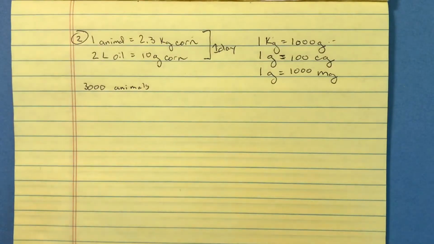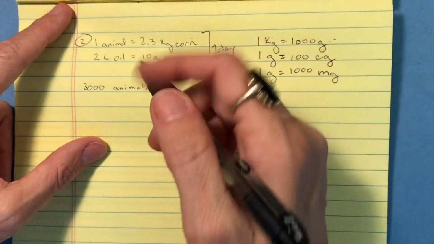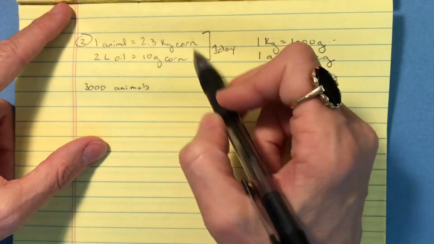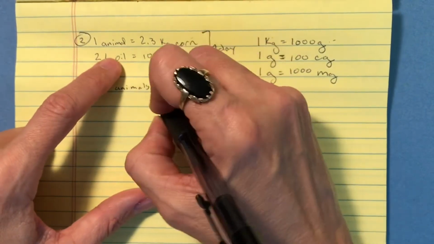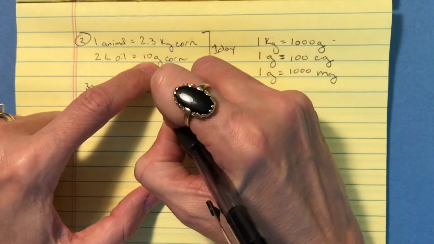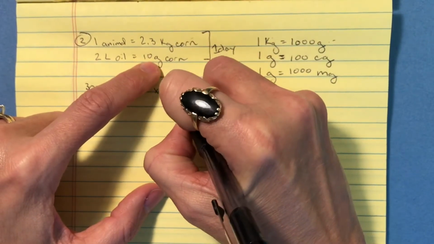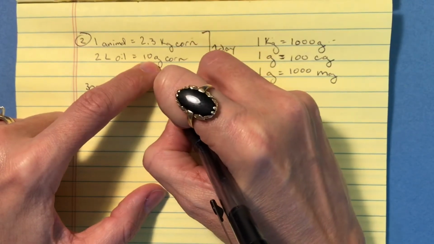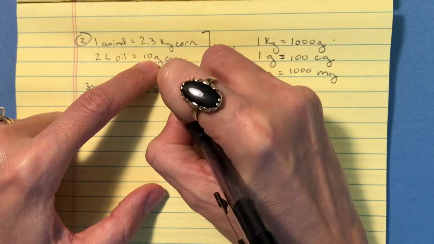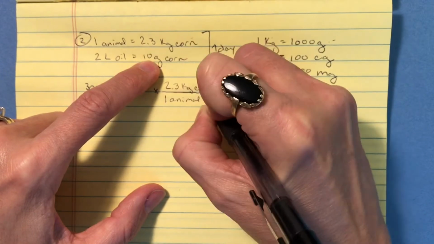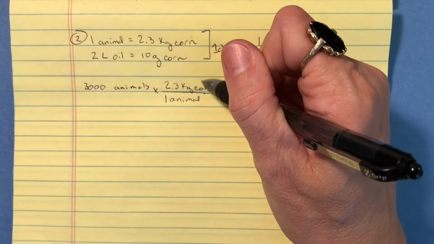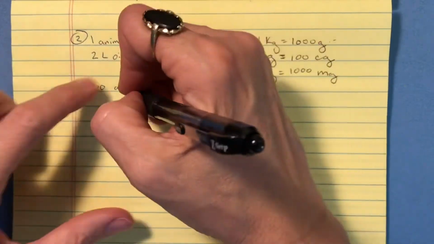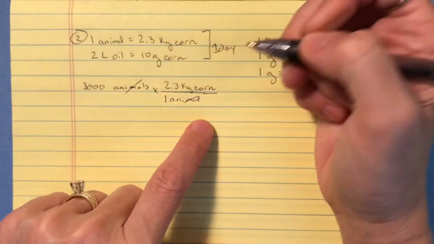All right, so we have 3,000 animals. Again, if you don't know where to get started, which of these conversion factors? The only place they say animal is right here. So you have 1 animal and 2.3 kilograms of corn. If you didn't notice, I was really tempted to write animal up here, but I knew that was wrong because units cancel top to bottom. Now we're left with kilograms of corn.